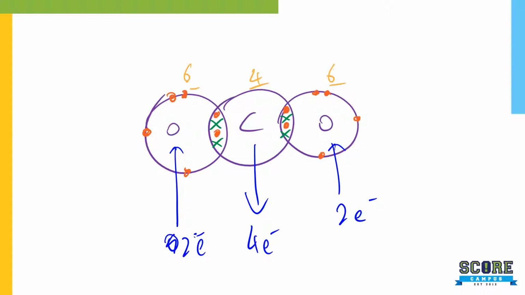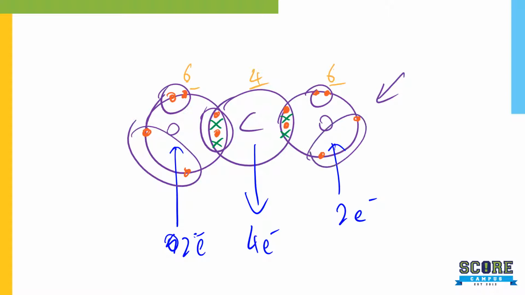But in total, considering everything, you got 2 plus 4, 6, 8. This oxygen on the right, you got 2, 4, 6, 8. The carbon has got 4, 8. So just nice.